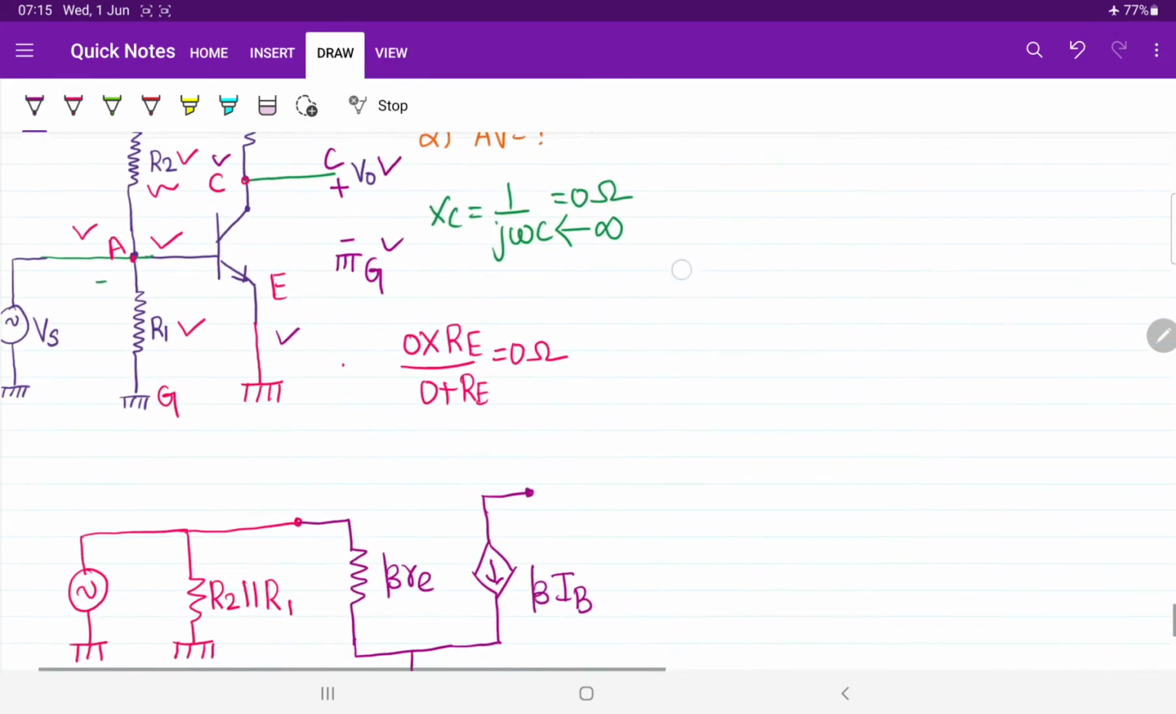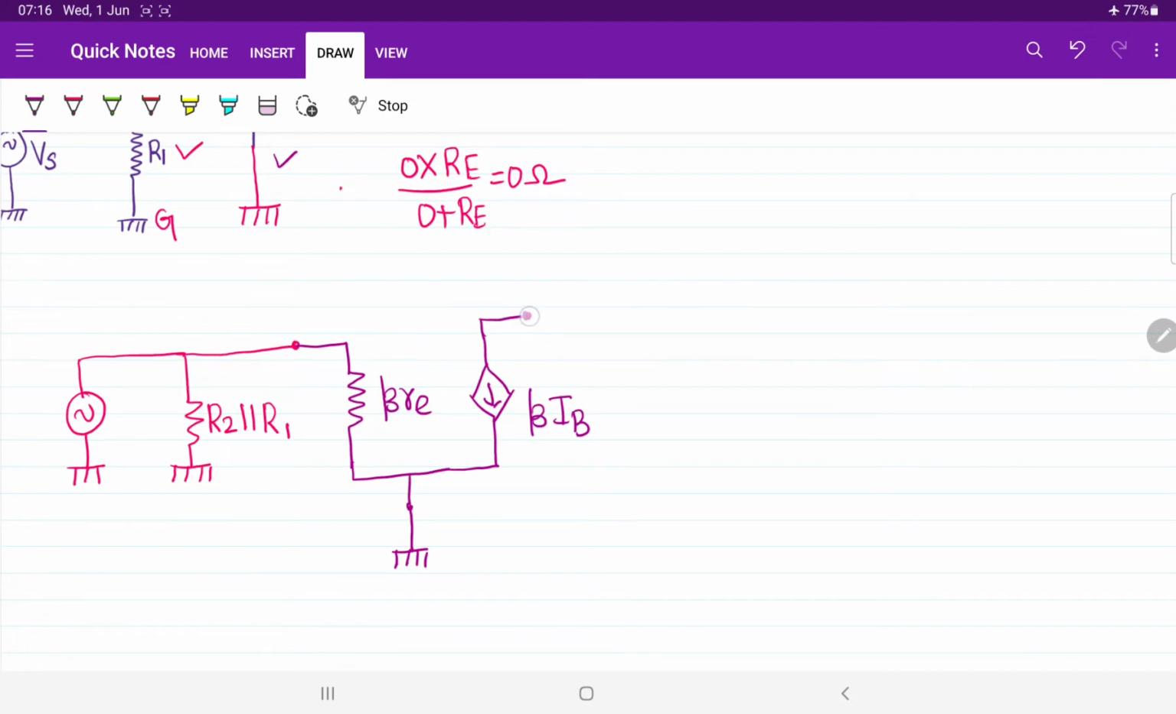So what is the conclusion? RC will appear across V0 only. So here I can connect RC like this, and the current flowing through RC is considered as IC. That current will go like this. This is the point where we are measuring the output voltage V0. Here we are going to measure the base current IB. Everything is over.